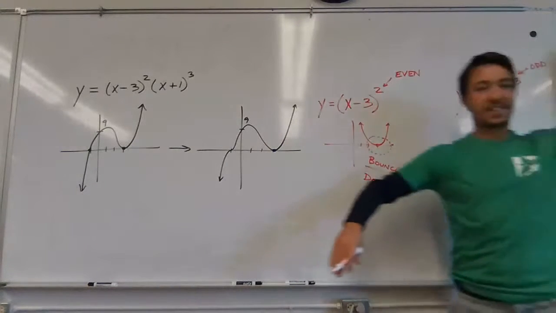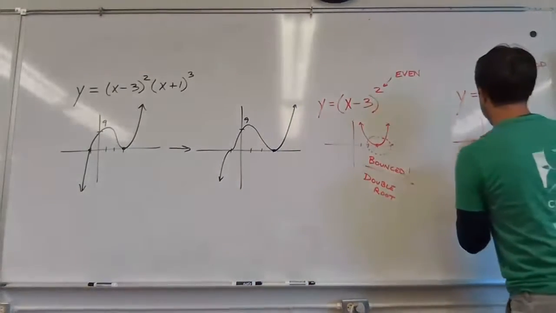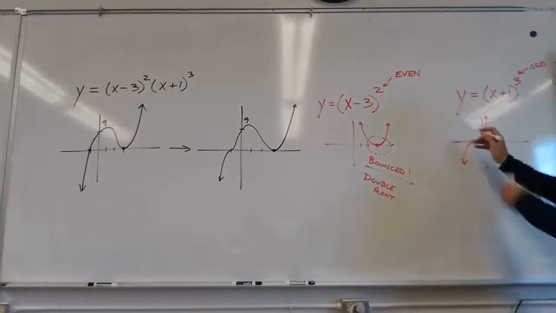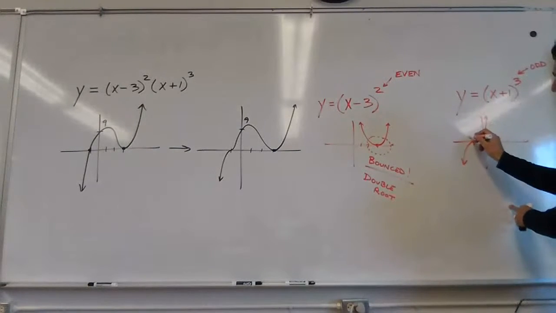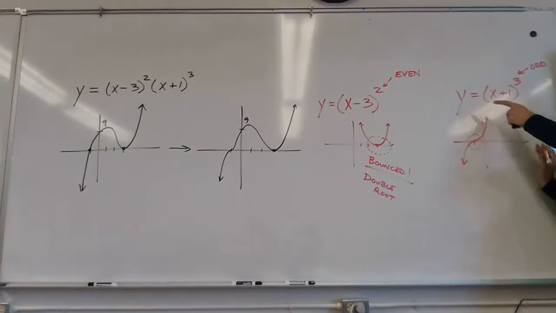It's this guy. Yeah. Shifted left 1, right? So it looks something like this. Again, I don't really care so much about the rest of the graph. I'm really interested in this behavior. How does this thing interact with the x-axis? Now, do you see how the same argument you can apply it?